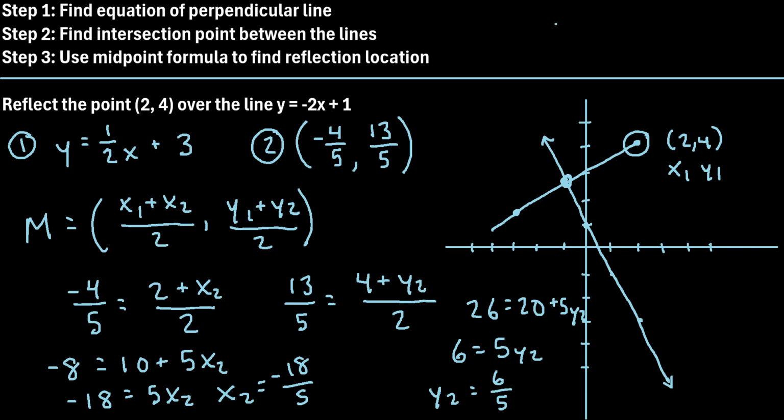So our final answer is, I'll write it all the way up here, -18/5, comma 6/5. So that is our answer. So if we were to graph that, -18/5, that's almost -4, so something over here, like almost right here, and then 6/5 is just slightly greater than 1, so like right about here. So that's close to where we imagined our final point would be. So that's where the final point will land once we reflect it over this line.